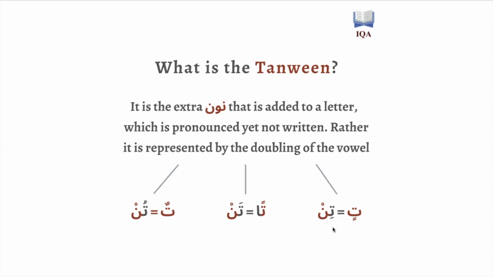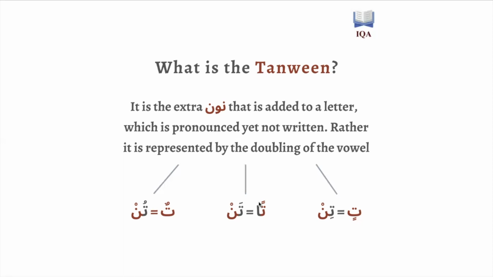So fundamentally, the tanween is a sign that you're going to place above the letter, which is going to indicate that you're going to make this n sound. So the tanween is an extra noon that's added to the letter, which is pronounced. You can hear it, tun, tan, tin, but it's not actually going to be written. You're not actually going to see the noon as you can see here, but rather this noon that you see here in red, instead of actually being written, is going to be represented by doubling the vowel.